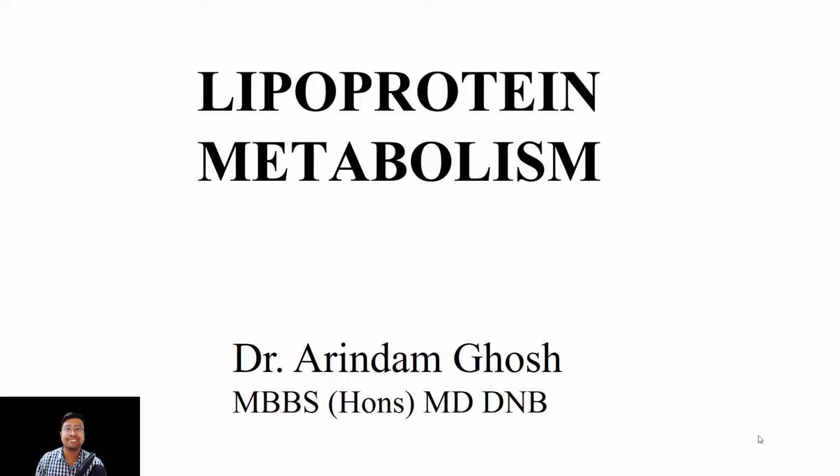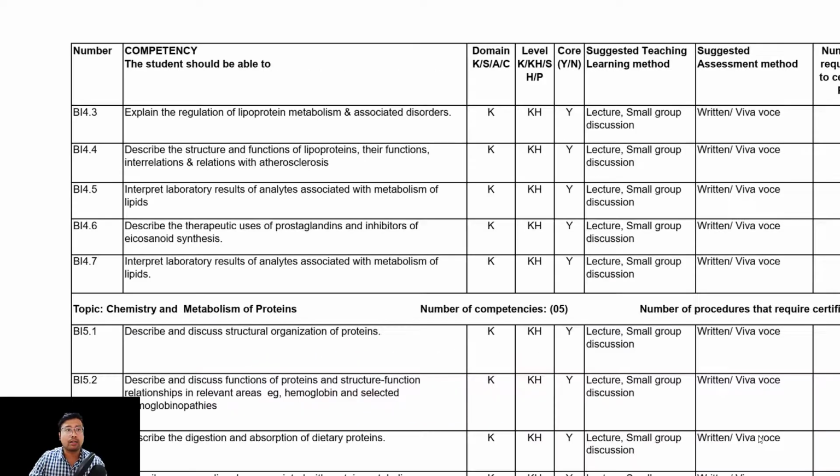Today we will be discussing lipoprotein metabolism, which is a subpart of lipid metabolism, and it is covered under biochemistry competency number BI 4.4. If you go by the National Medical Commission, that is NMC curriculum for first year, it is under 4.4. We will be covering the whole lipoprotein metabolism under 2 classes, so it will be easier for you to grasp the concept and process what we tell in this class to continue with the next class.